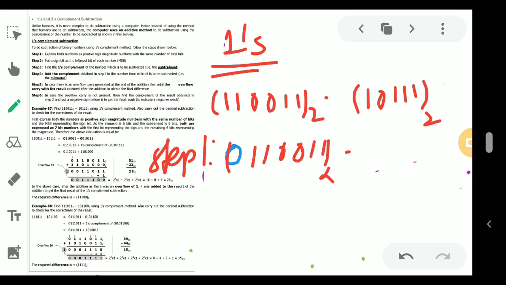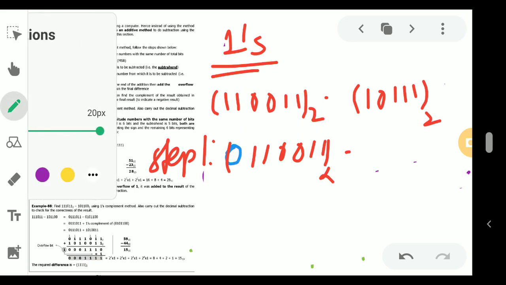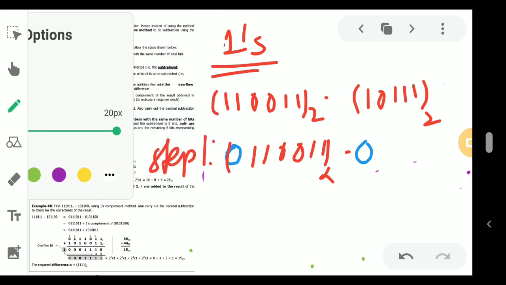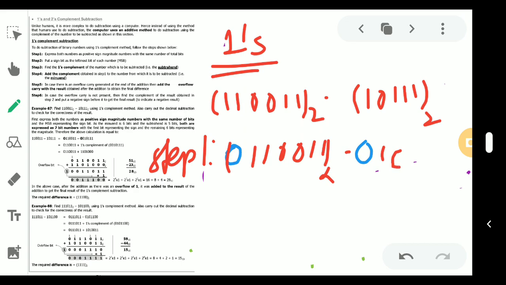Minus, and the second number has 5 bits and we need to make it positive also. To make it positive, I have given a 0, and I am adding an extra 0 there. Why? Because we need to equalize the number of bits. Then I will write all the other digits, that is 1 0 1 1 1. So now my first step is over.